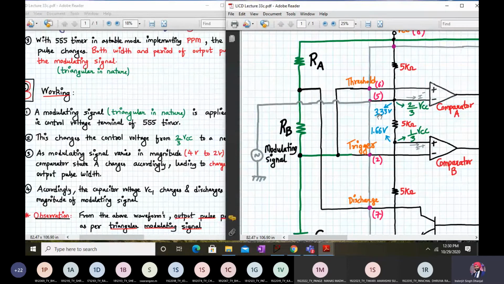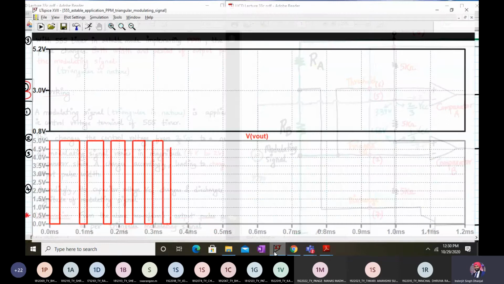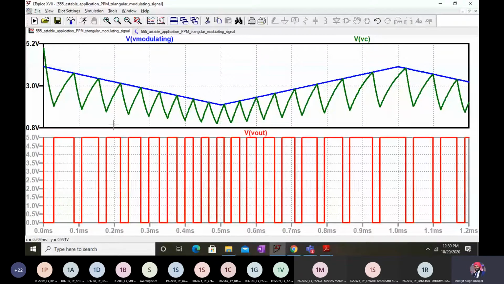So same concept, same funda. The control voltage is constantly changing. There we were changing the DC value. Remember, 4 volt, 2 volt, and 3 volt. Here it is continuously changing. So obviously, if the modulating signal is continuously changing, the capacitor will continuously change the charging instant of time.